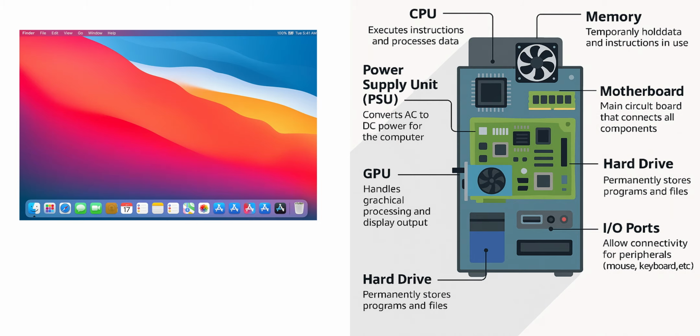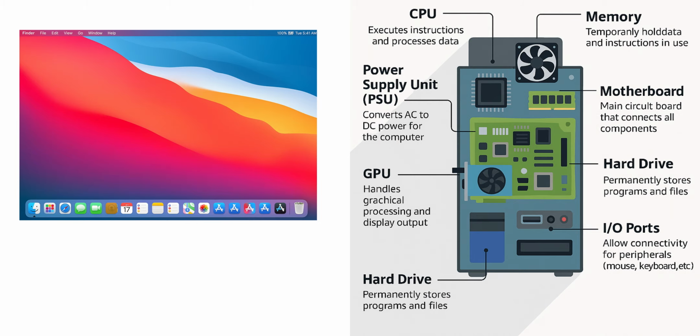The CPU executes instructions and processes data. Memory temporarily holds data and instructions currently in use. The motherboard is the main circuit board that connects every component together. The GPU handles graphical processing and display output. The hard drive permanently stores your programs and files. The power supply unit converts AC power from the wall into the DC power the computer's components need. The I/O ports allow you to connect peripherals like your mouse and keyboard. Everything you do on that friendly desktop on the left is ultimately powered by the OS coordinating all of these hardware components on the right.